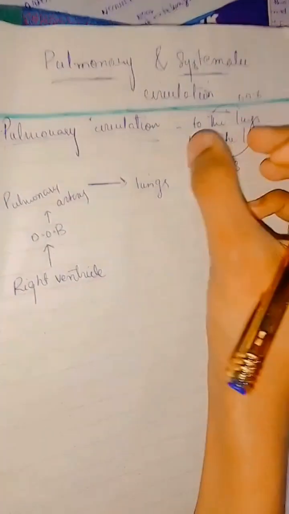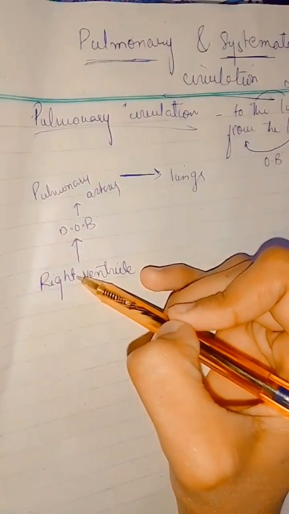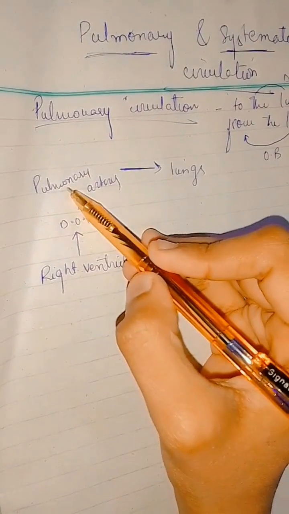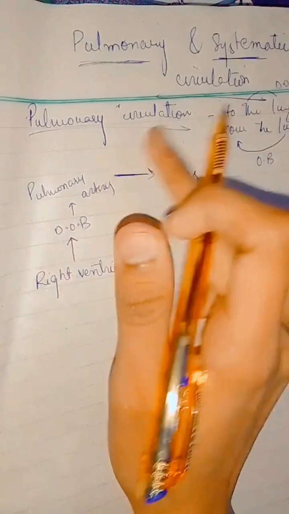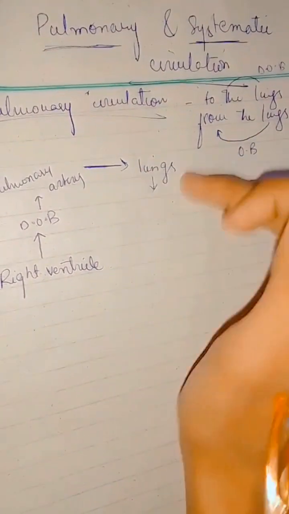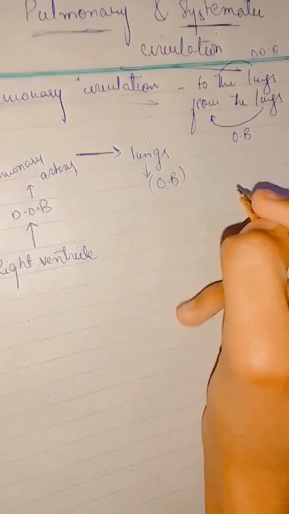Till here, that is a single line: the deoxygenated blood will move from the right ventricle to the pulmonary artery, and the pulmonary artery will carry the deoxygenated blood to the lungs. Now for the oxygenation, the blood moves to the lungs. In the lungs it will get oxygenated.